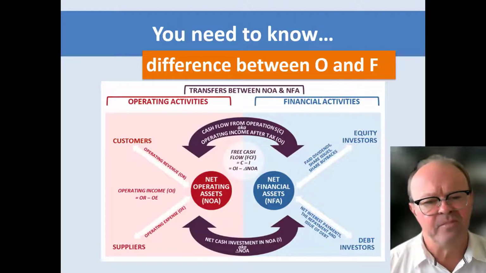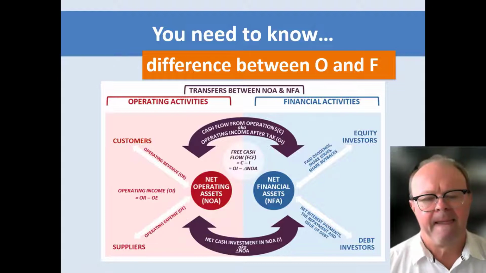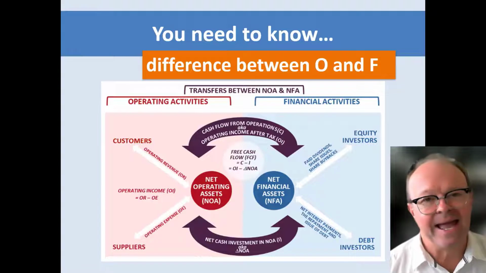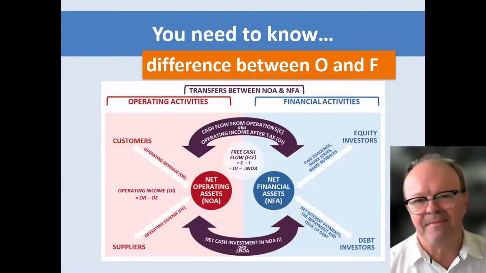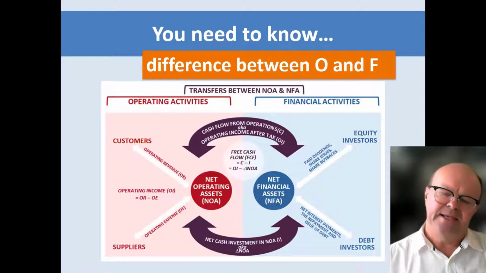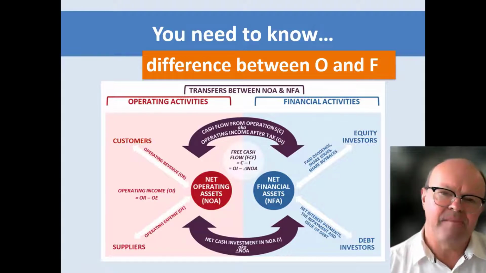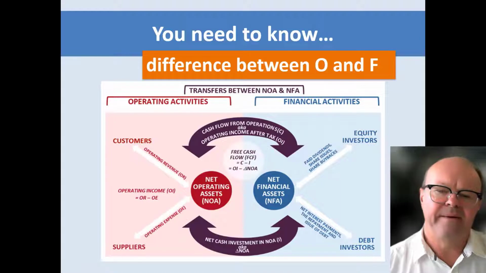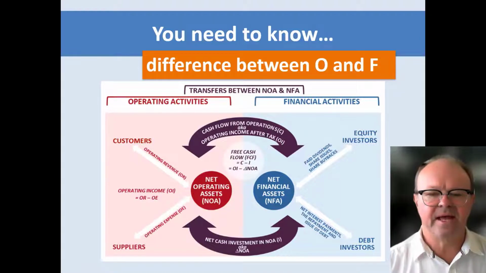is the cash flow from operations, C. And Rebecca has AKA, the operating income after tax. So our cash flow from operations, C, is the same as our operating income after tax, OI. You'll be identifying that figure when you restate your income statement.